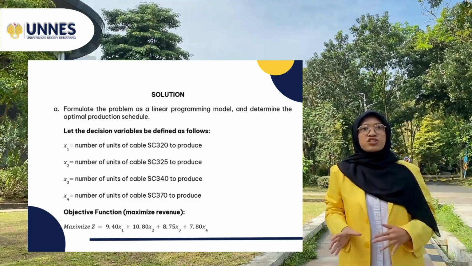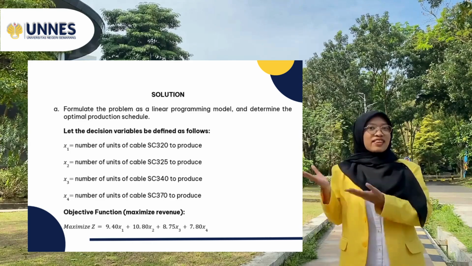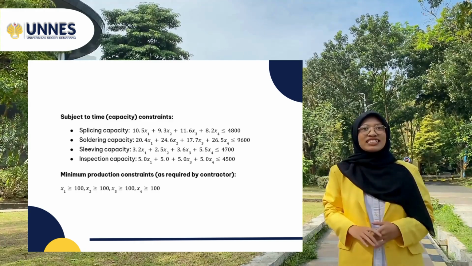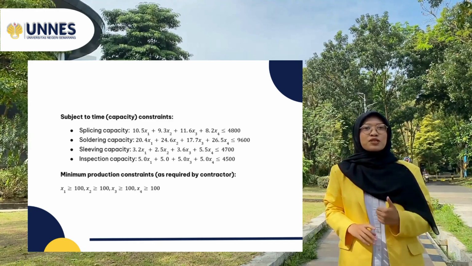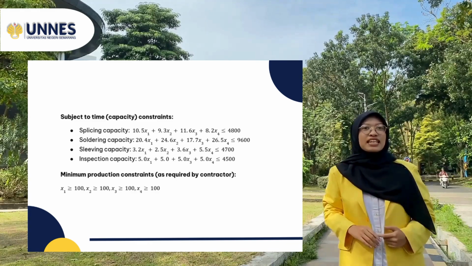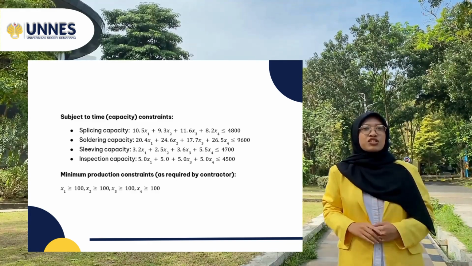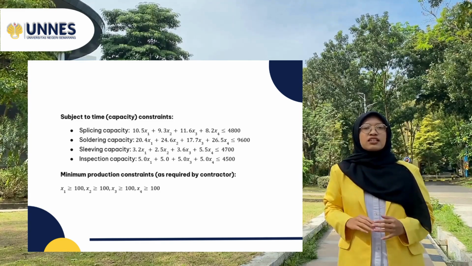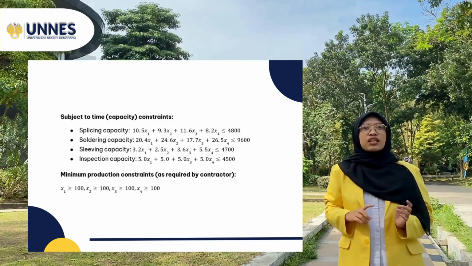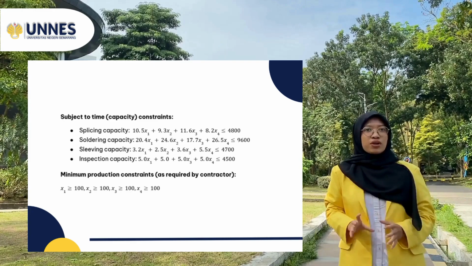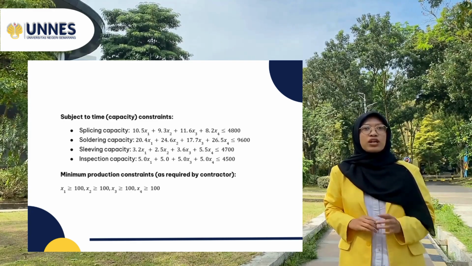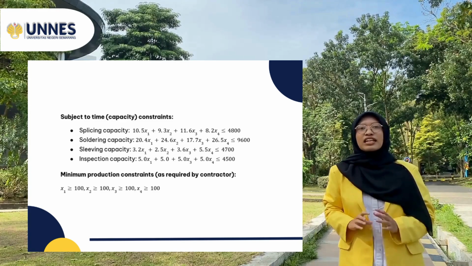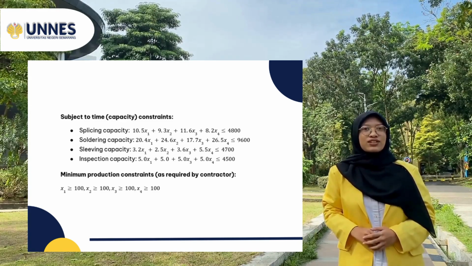And we have the objective function, like this. And also we have 8 constraints. There is splicing capacity, soldering capacity, sleeving capacity, and inspection capacity. And also we have a minimum production constraint. There is X1 greater than or equal to 100, X2 greater than or equal to 100, X3 greater than or equal to 100, and X4 greater than or equal to 100.